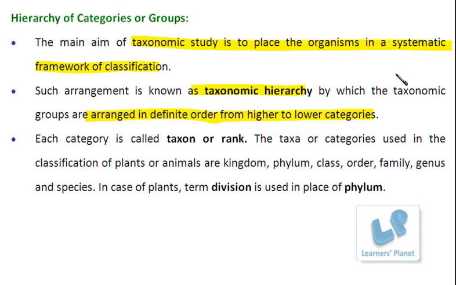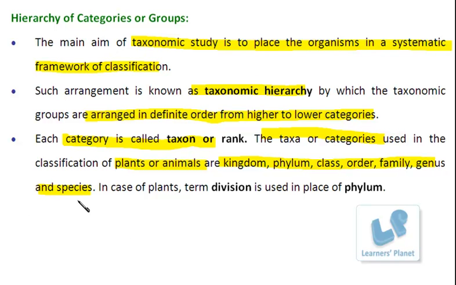Fine. Now in this case, each category in this arrangement is scientifically known as taxon or the rank, right? The plural form of this taxon is the taxa. So taxa or categories, these categories are used with respect to the plants or the animals. And you know what these ranks are? These are the kingdom, phylum, class, order, family, genus, and species.